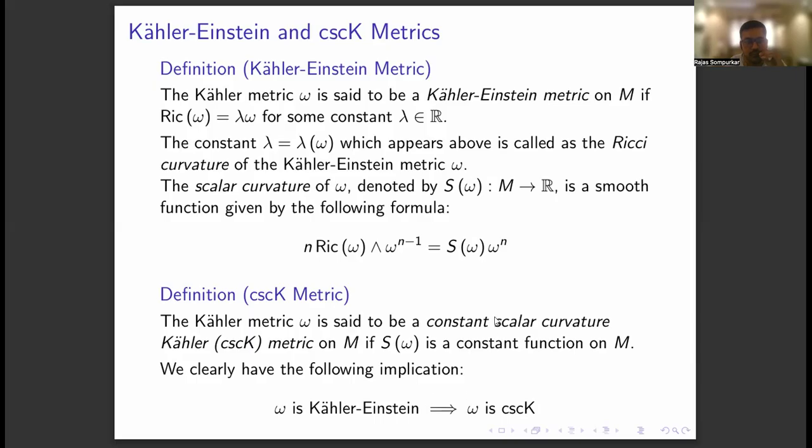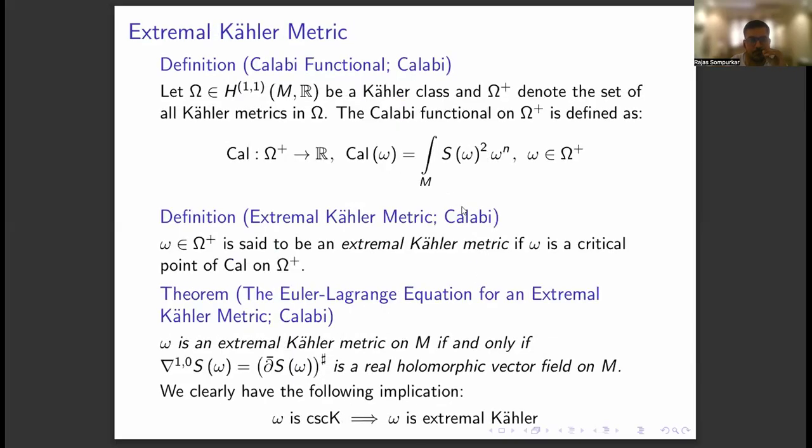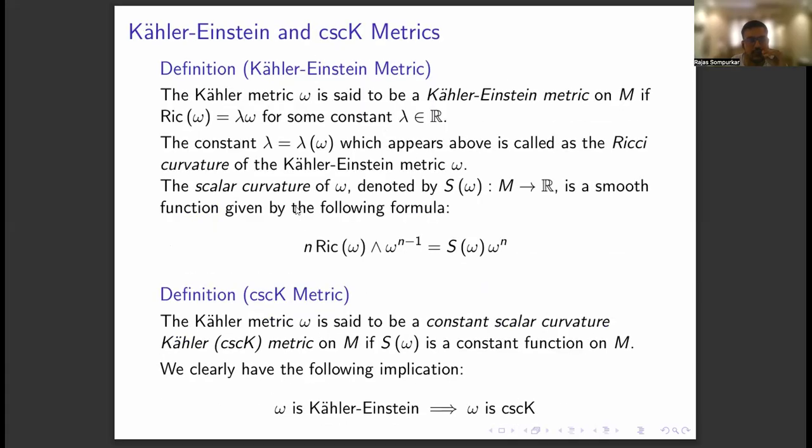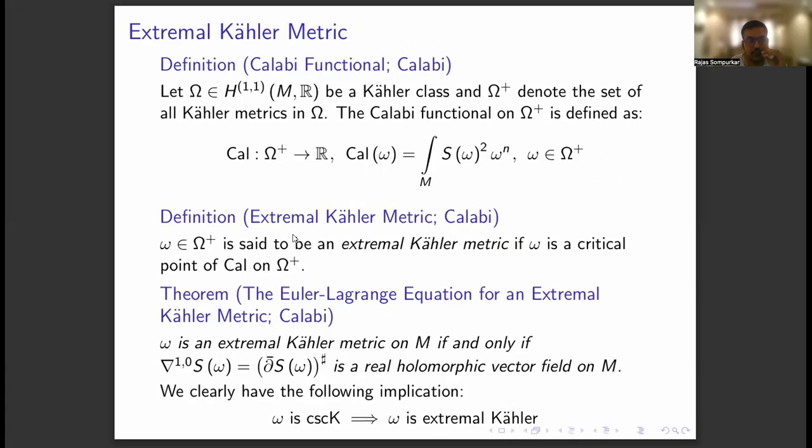So Kähler-Einstein implies CSCK. Okay, and then both these Kähler-Einstein and CSCK metrics are special cases of a larger class of Kähler metrics, which are called extremal Kähler metrics. The notion of an extremal Kähler metric was introduced by Eugenio Calabi. We first define what is the Calabi functional.